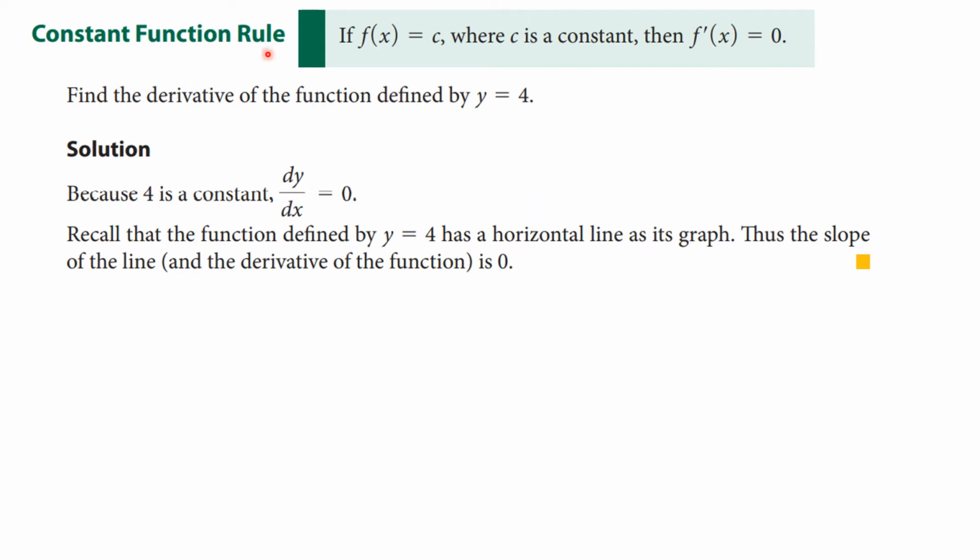This is the constant function rule. Here you see that the function is a constant number. For example, f(x) equal to c, where c is a constant. Then the derivative of that function will be equal to 0. For example, find the derivative of the function where y is equal to 4. Since 4 is a constant number, the derivative of that function will be equal to 0. Recall that the function defined by y equal to 4 is basically a horizontal line. Thus the slope of the line, and the derivative of the function, is 0.